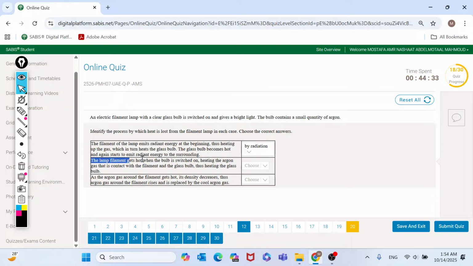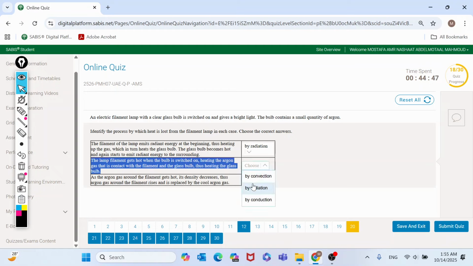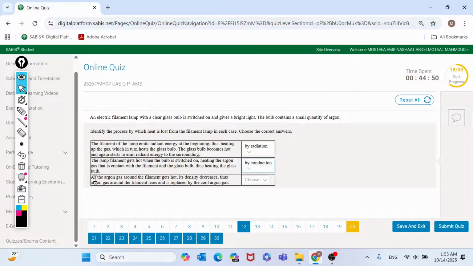The lamp filament gets hot when the bulb is switched on, heating the argon gas that is in contact with the filament, thus heating the glass bulb. Contact, automatically conduction. As the argon gas around the filament gets hot, its density decreases. So it gets hot, density decreases, it goes up. The argon gas near the filament rises and is replaced with cool argon gas. So it's basically just the convection current. So this is convection.